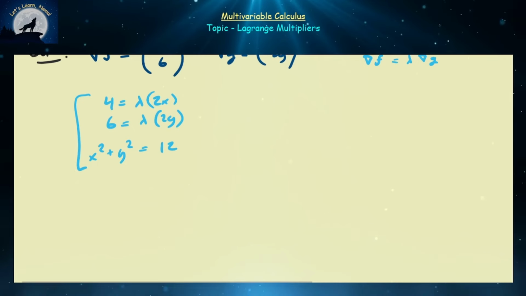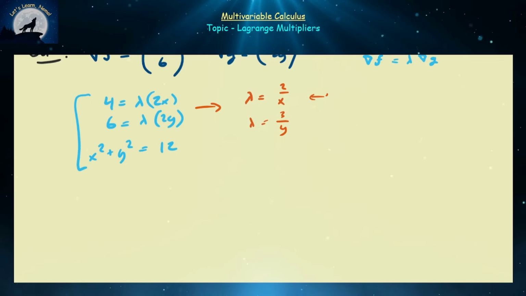So the first thing I want to do, and there are several different variations of how to solve systems of nonlinear equations, is solve each of these equations for lambda. If I solve the first one for lambda, I'm going to have lambda is equal to 4 divided by 2x, or 2 divided by x. And then for the last one, I'm going to have lambda is equal to 3 divided by y.